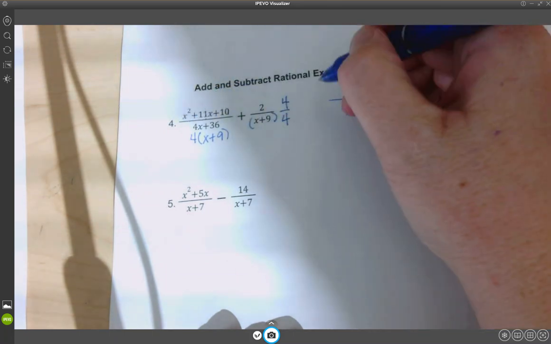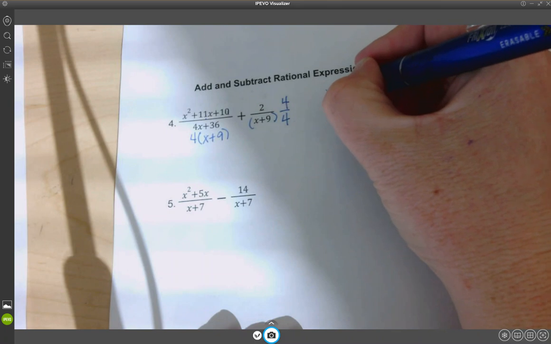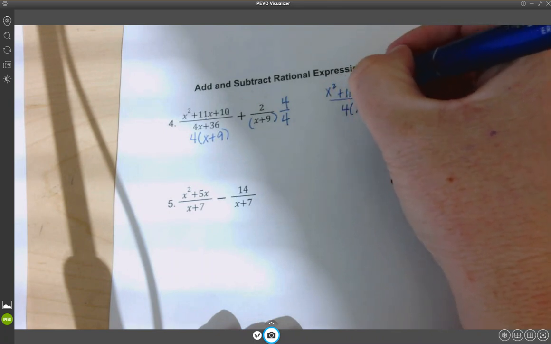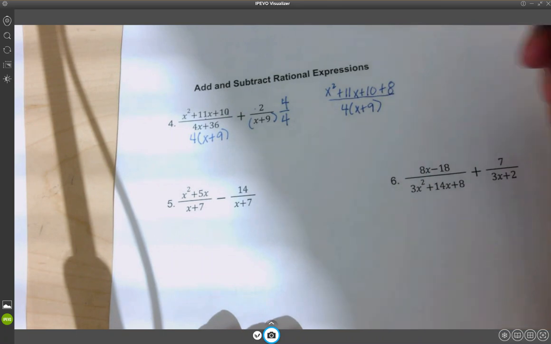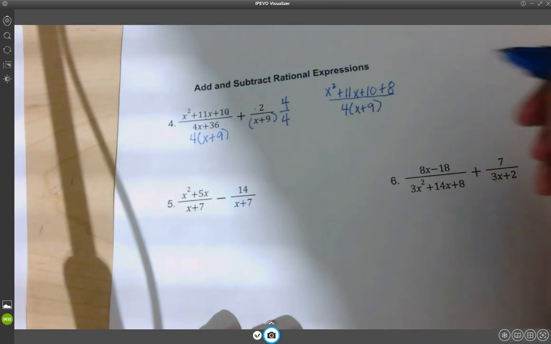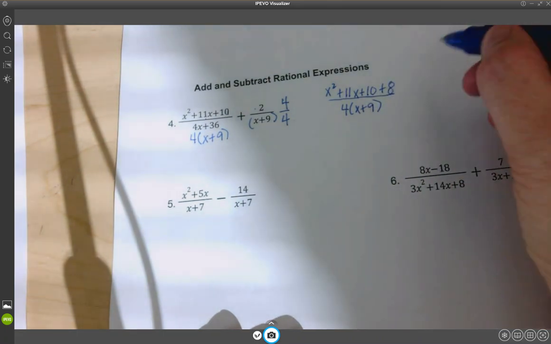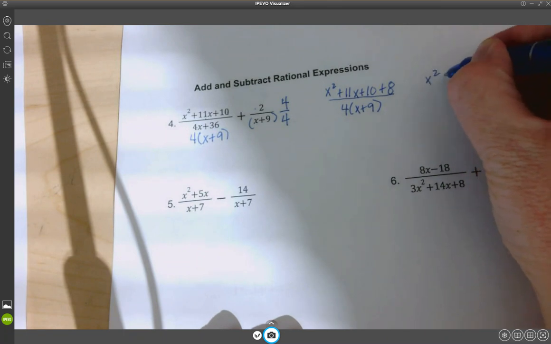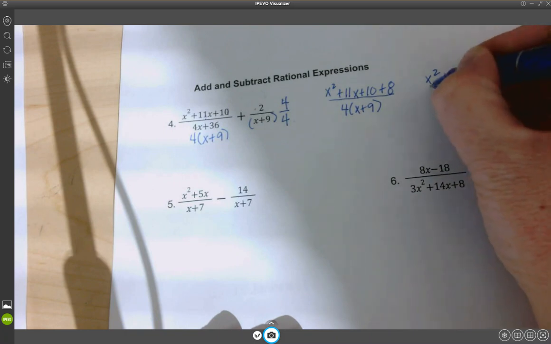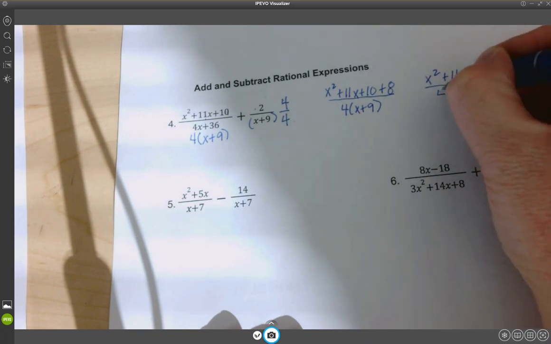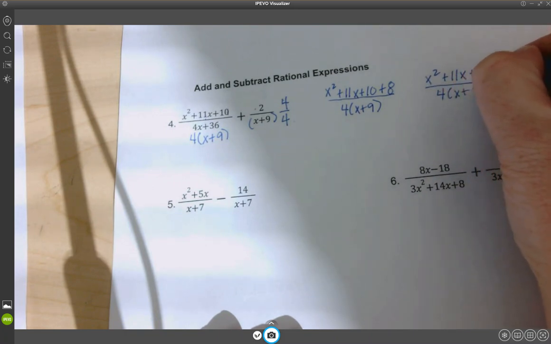And I'm going to bring this x squared plus 11x plus 10, and then 2 times 4 gives me 8, so plus 8. I'm going to combine my like terms there, so I have x squared plus 11x plus 18, and then I have 4 times x plus 9.